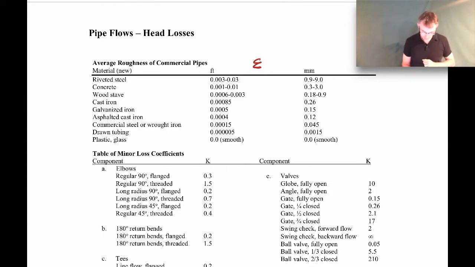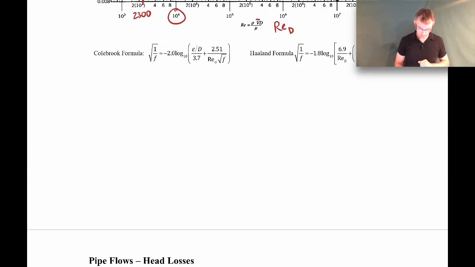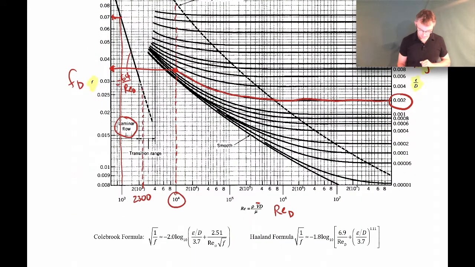There is one in here that's kind of interesting. There's a plastic or glass, like PVC pipe, and it says it's smooth, 0. So it's a very smooth surface. Doesn't mean it's frictionless. It just means it's smooth. And where that shows up on the Moody plot is this bottom curve here. Let me highlight it for you in yellow. So this is the smooth line.